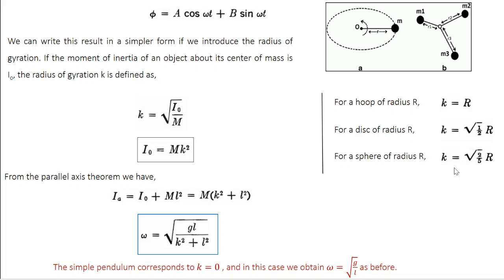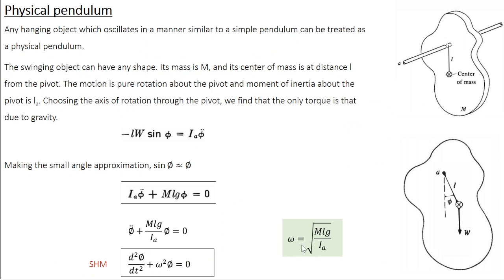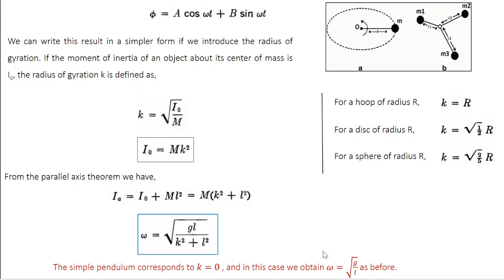Now from the parallel axis theorem, we know that Ia equal to I naught plus ML square, but I naught is mk square, so Ia equal to m into k square plus L square. Now from this, I can give a nice form to this equation. In this equation, substitute for Ia, so you get angular frequency omega in the case of a physical pendulum as square root of gL divided by k square plus L square.